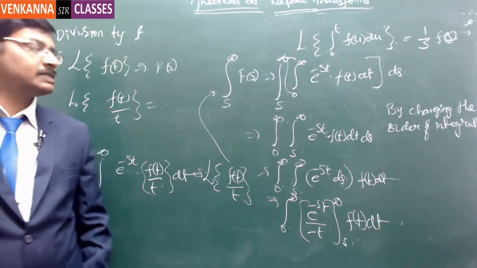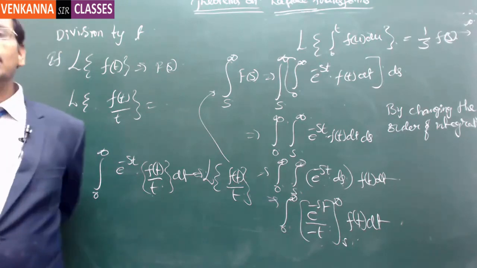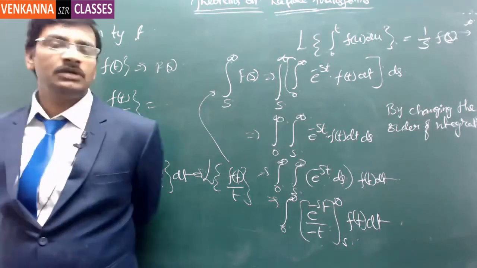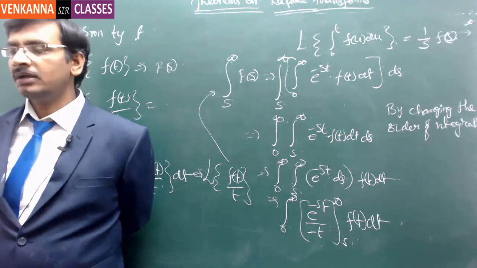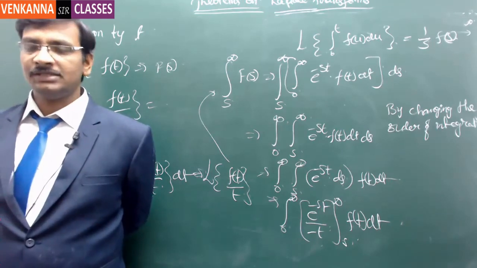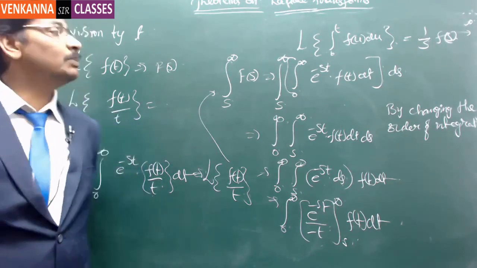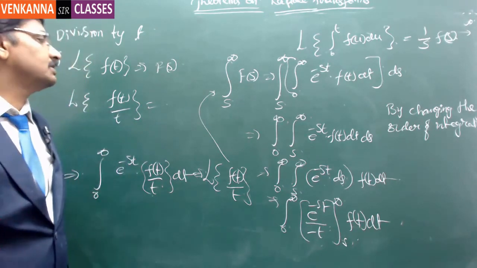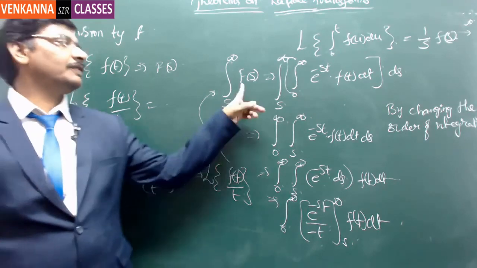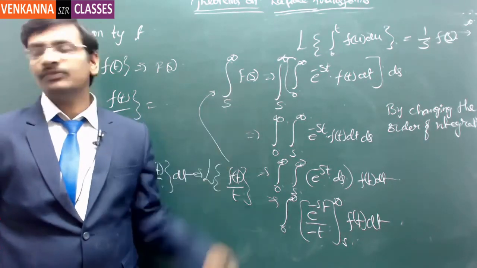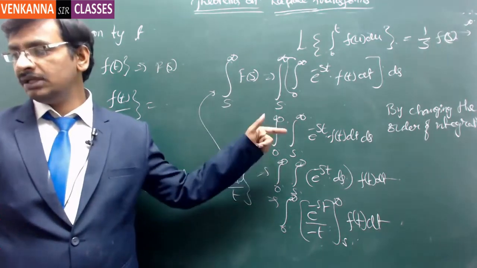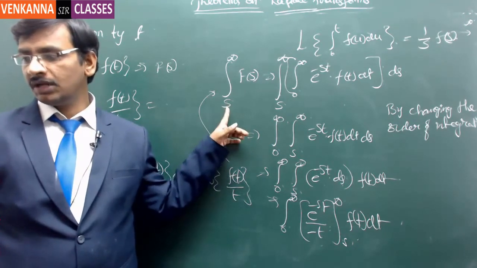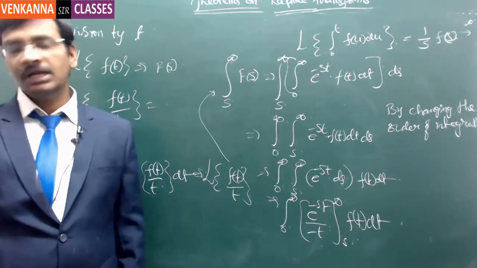So these are the four theorems. Multiplying with t power n makes the f of s value minus 1 whole power n times the nth derivative with respect to s of f of s. That is multiplication with t power n. Now, division with t is nothing but changing the integral value, that is, you need to integrate f of s from s to infinity. If you divide the function f of t by t, you get the Laplace transform of f of t by t as the integral from s to infinity of f of s. This is division with t.